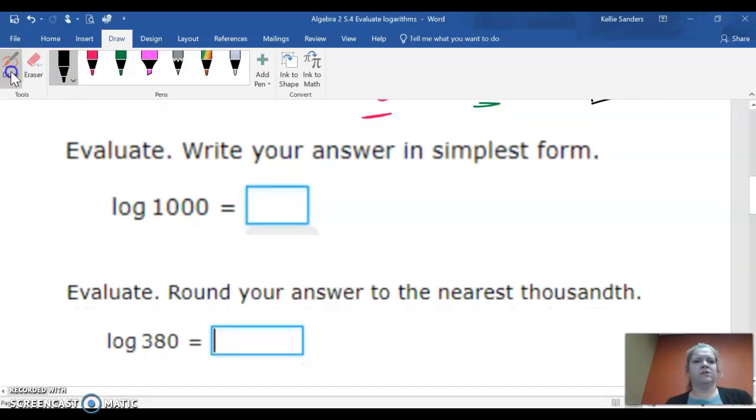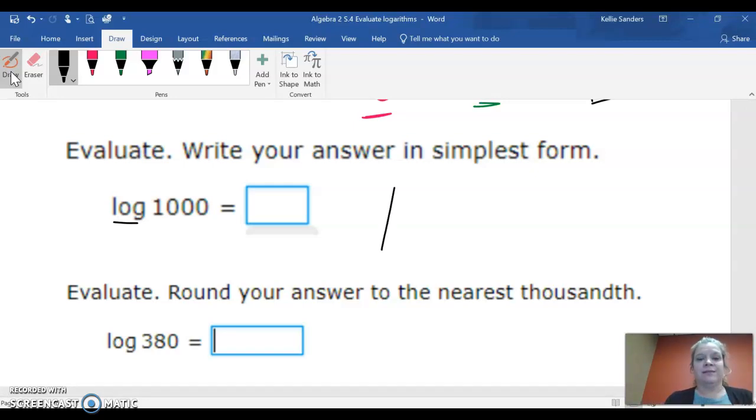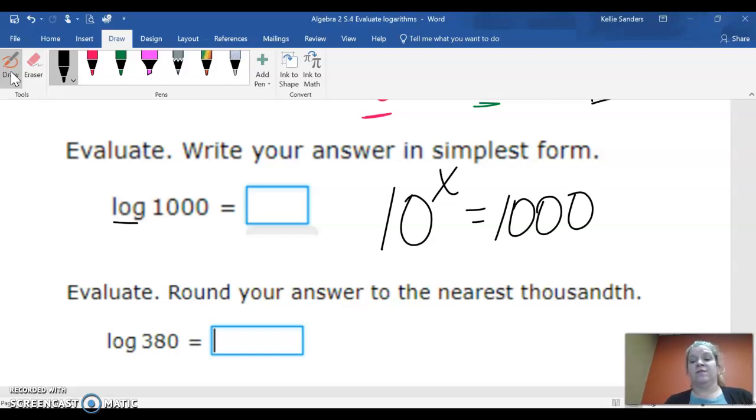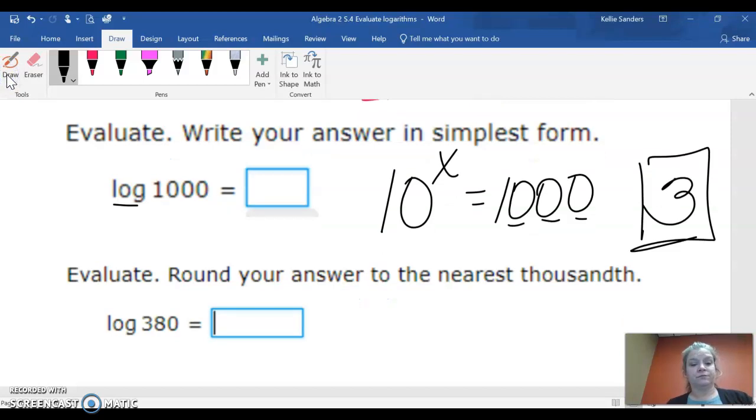Now what's the base on this? It's a logarithm, right? So if it's a logarithm and you're not given a base, what is your base? Your base is 10, and we're supposed to figure out what exponent it would take if we have a base of 10 to be able to get 1,000. Super easy whenever it's base 10, because all you have to do is count your zeros. So if you had 3 10s multiplied together, you're going to get 1,000.